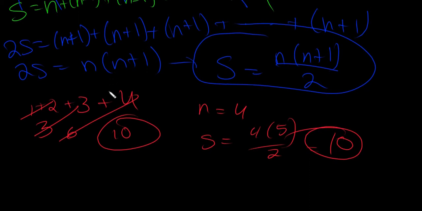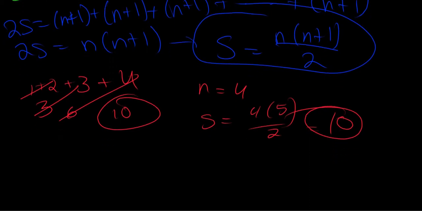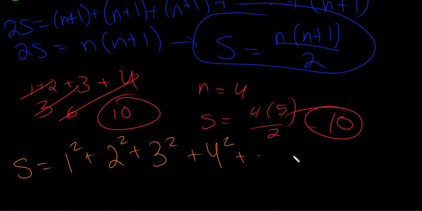But I have a question that I'd like you to ponder. I'm about to end this video. What if I said S was equal to 1 squared plus 2 squared plus 3 squared plus 4 squared plus up to n squared? Let's say that this is S1 and this is S2. Do you think there's a nice formula for S2?